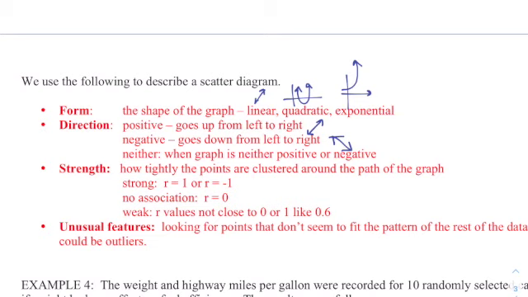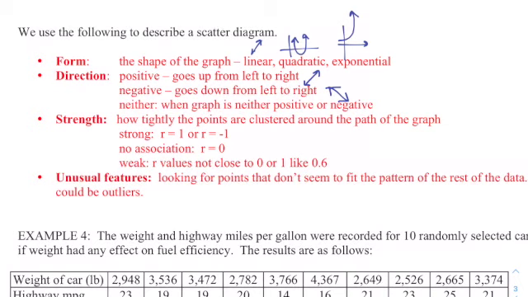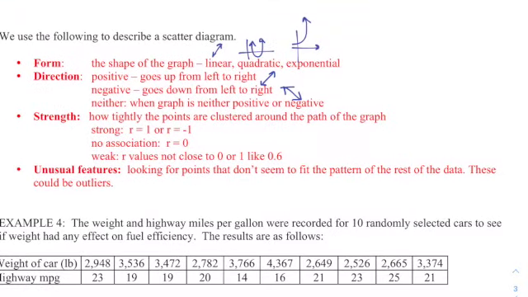Now strength is how tightly the points are clustered around the path of the graph. So strong clusters, everybody very close to that line, the correlation is going to be 1 or -1. If no association, they don't cluster anyway, they just flow everywhere, that's closer to 0. And then go back and take a look at the very beginning graphs and the pictures. Weak, the R value is not close to 0 or 1, like a 0.6 or 0.4, things like that. That's weak.